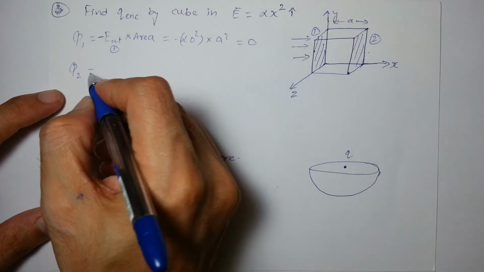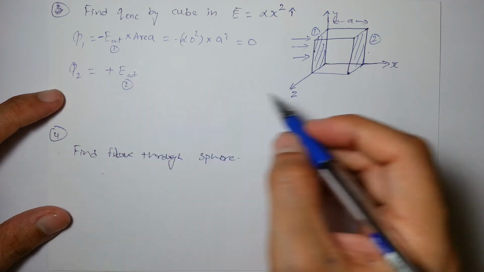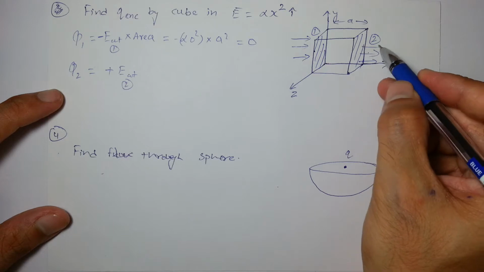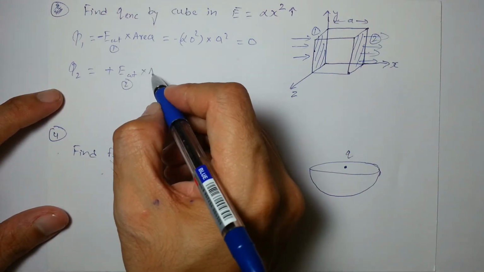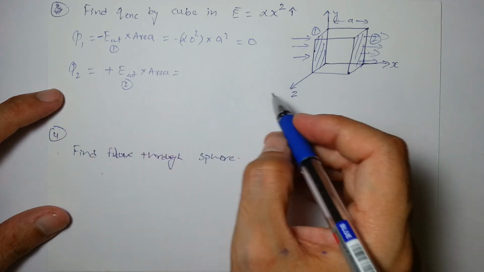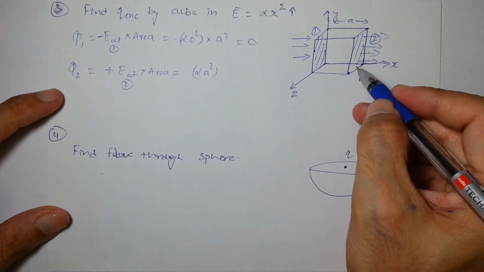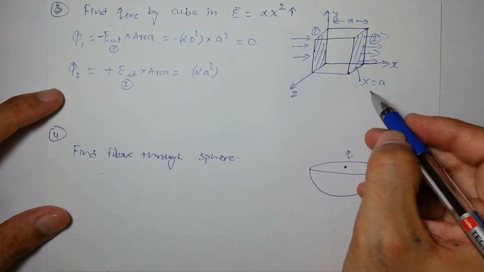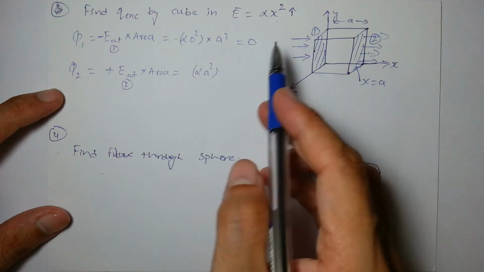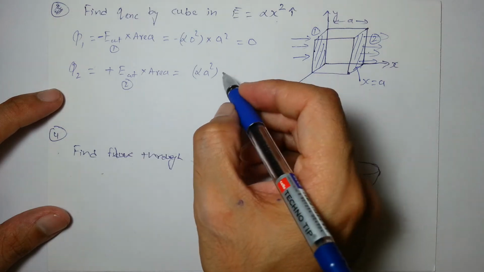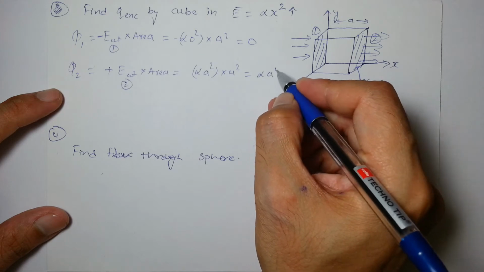Flux through face 2 is plus E at 2 into area. Why this plus? Because the field lines are leaving the cube. Field at 2 is alpha into a square, as the value of x at this face is nothing but a, we plug it here, so we get alpha into a square. That is the field at this face. And area of this is again a square, so we get alpha a to the power 4.